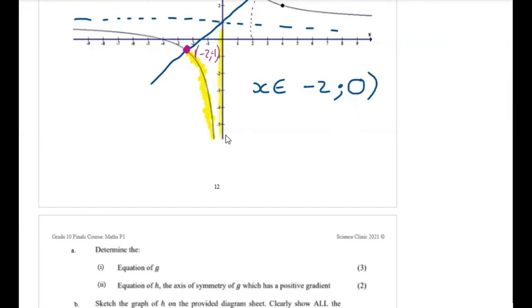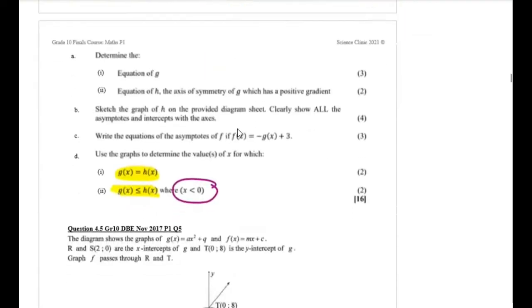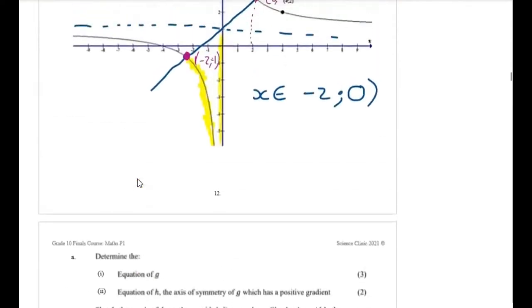So that will get a round bracket. Then if we look at the question, do you see that they were allowed to be equal to each other? So the -2, which is where they're equal, that is allowed, that will get a square bracket.